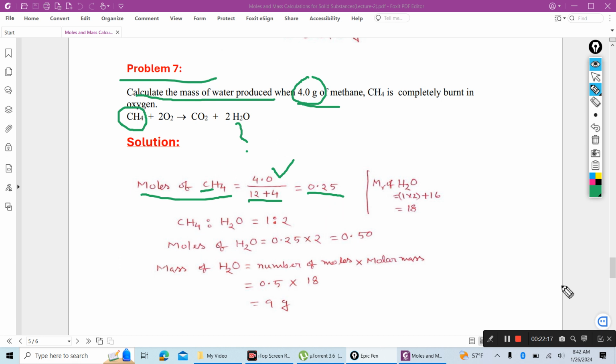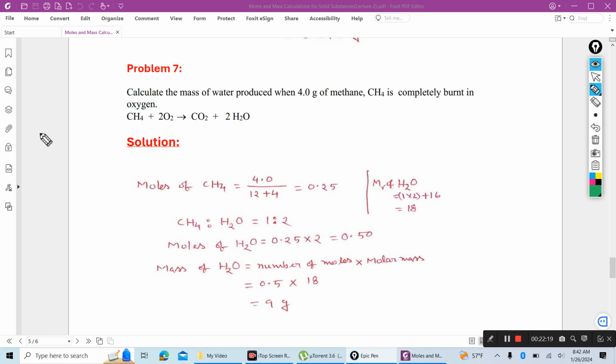Now you see the methane and water mole ratio. Here methane 1 mole, water is 2 mole. Water mole will be double of methane. Water moles are 2 times of methane because the mole ratio is 1:2. I mean methane goes to water 2 times more, 1:2.